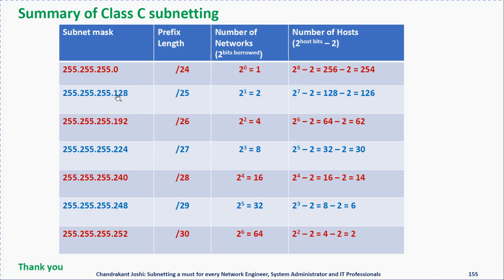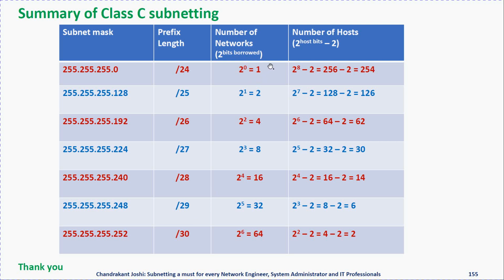When I borrow one bit, this interesting octet goes from 0 to 128. When I borrow 2 bits, this interesting octet becomes 192. Remember, these are the magic numbers: 128, 192, 224, 240, 248, 252. Next would be 254 in the fourth octet, which we are not allowed, and another would be 255. So /24, /25 up to /30. We have also seen that /31 cannot be used and /32 can be used.